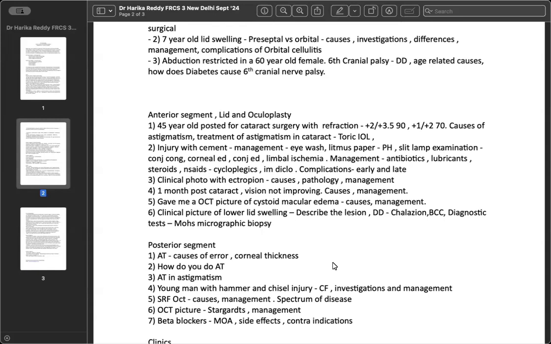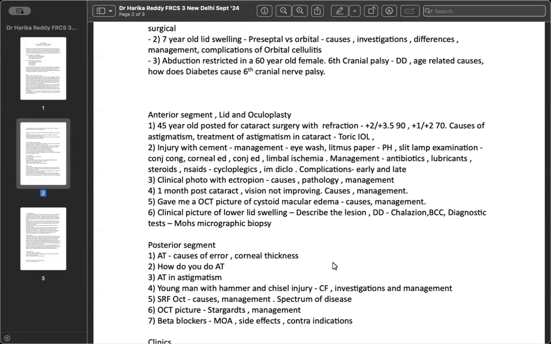Then he asked me on slit lamp, what would you find? So there can be conjunctival congestion, conjunctival ED, which is epithelial defect. There can be corneal ED, epithelial defect, and limbal ischemia. Then he asked me about the management. So basically, first you remove any debris, and based on the amount of ED and limbal ischemia, the entire treatment depends. So for any trauma, you give antibiotics, lubricants, steroids, NSAIDs and cycloplegics, and you give painkillers.